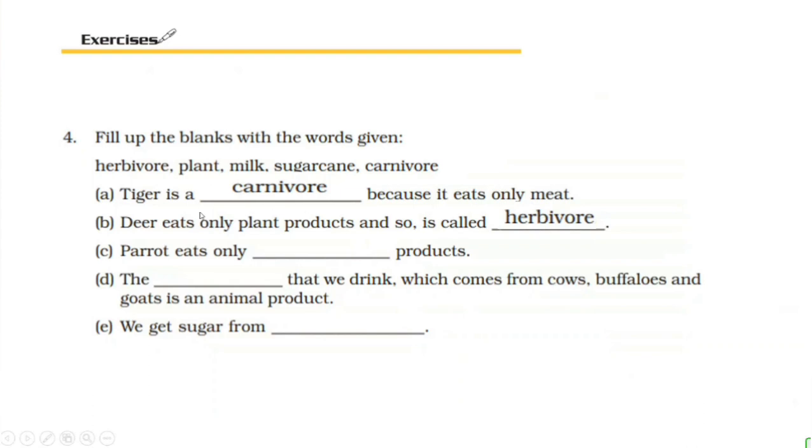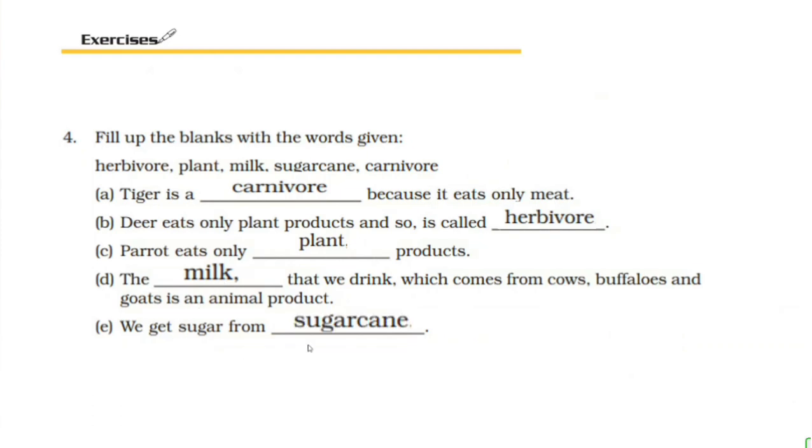Parrot eats only dash products. Parrot eats only plant products. Next is the dash that we drink, which comes from cows, buffaloes, and goats, is an animal product. The milk that we drink. Next is we get sugar from sugarcane.